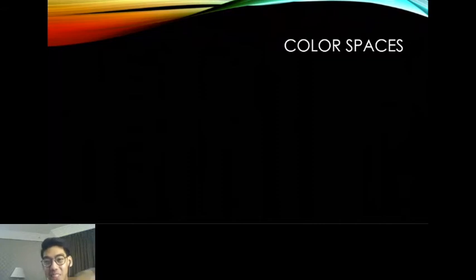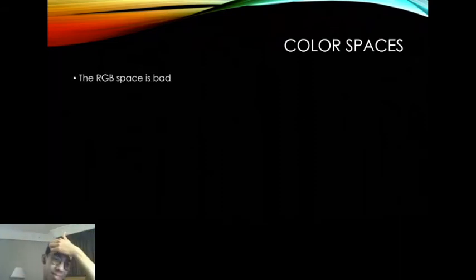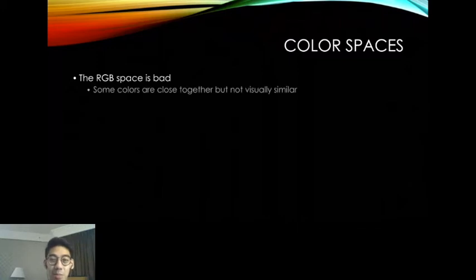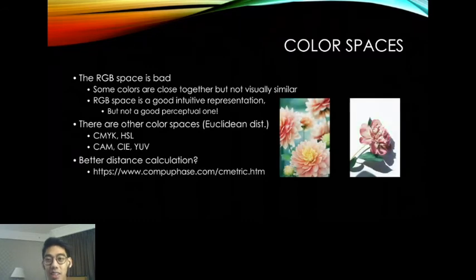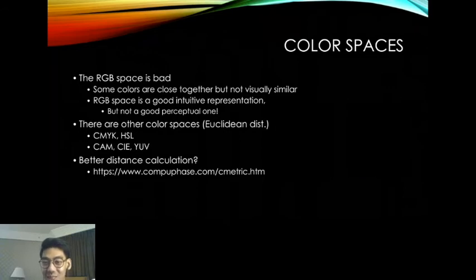Well, let's talk about this color space, right? So I'll bring you guys back to this whole RGB cube idea. There's something weird about this RGB space, actually. There are a lot of colors which are close together, and others which are not. Okay, the transitions are working. So some colors are very close together, but they're not visually similar. Now, what does that mean?